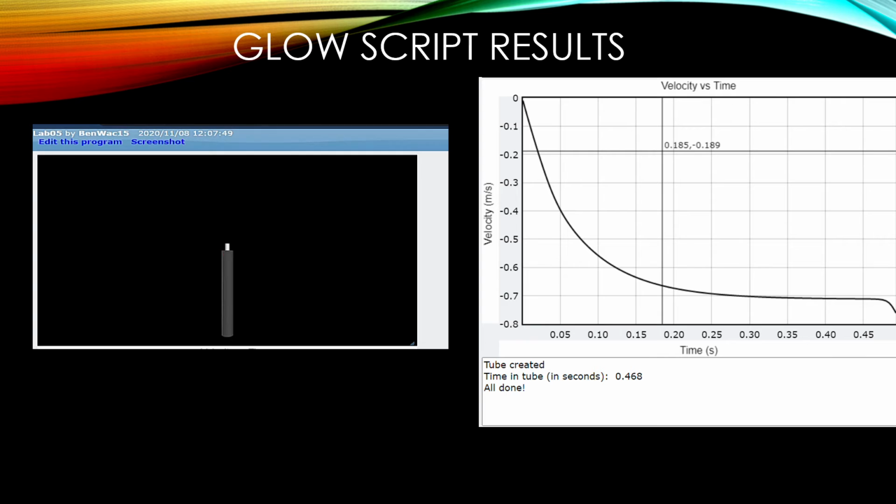Here are the results of the GlowScript simulation. On the left, you can see a visualization of the magnet passing through the conducting tube, with the blue and red representing clockwise and counterclockwise induced current respectively. On the right is included a plot of the velocity of the bar as a function of time. As you can see, the resulting time in the tube was 0.468 seconds.